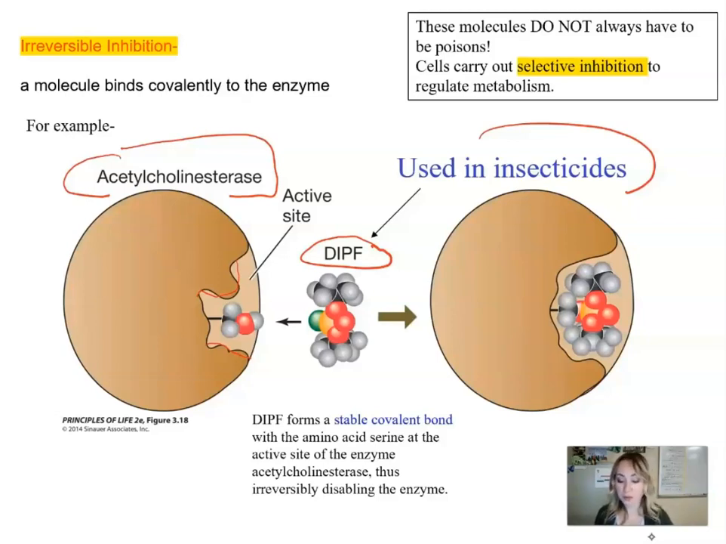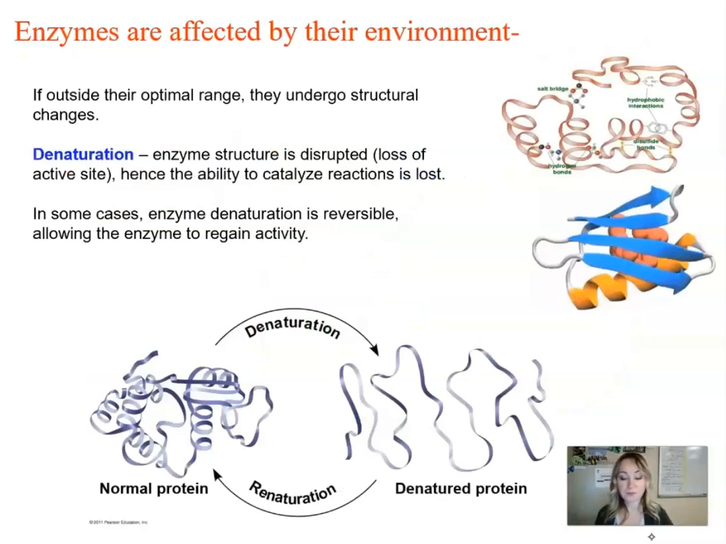So now what I want you to keep in mind is that cells carry out selective inhibition. Do not think of molecules that can inhibit enzymes as always being poisons. No. Cells can actually make specific molecules to inhibit them because we're talking about reaching those homeostatic levels of specific products. So it means cells will do whatever it takes to turn the enzyme on, to turn it off, because the goal is homeostasis within the cells.